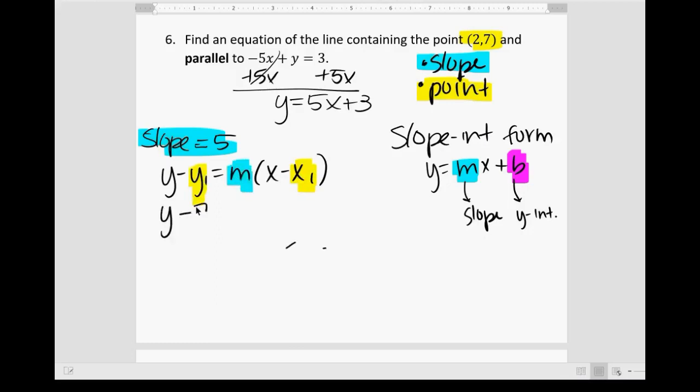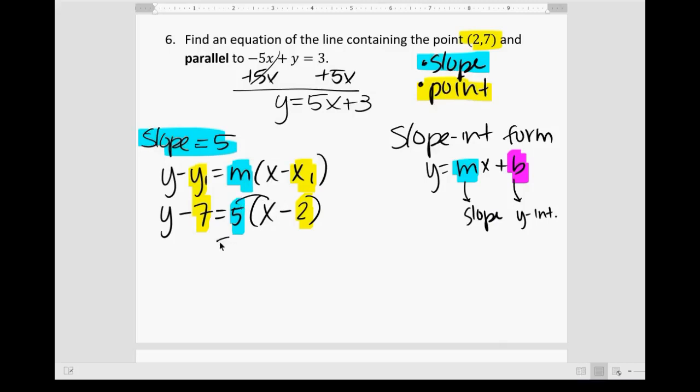So we have y minus 7 equals 5 times x minus 2. And that was my x, wrong color. That was my x-coordinate and y-coordinate, and this was the slope. So let's simplify this and put this in slope-intercept form.